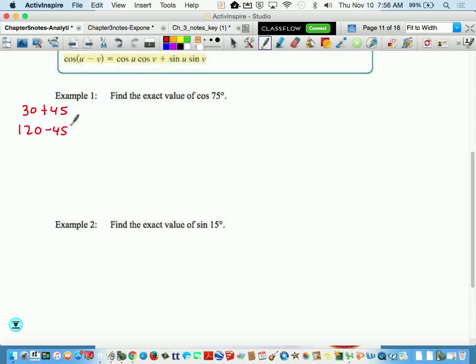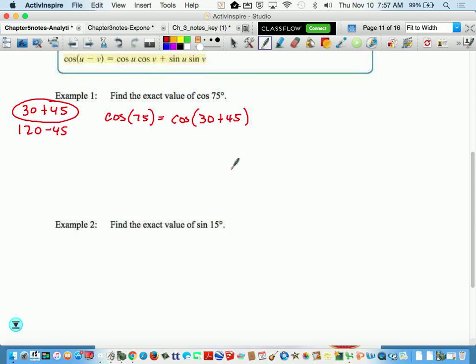120 minus 45, right? So if you do these problems in a group, somebody might grab a set of numbers like 120 minus 45, you're doing 30 plus 45. Finish it. Both of you do it the different ways and make sure you're getting the same answer. So let's just do the 30 plus 45. So what I'm going to do is write down the cosine of 75. Can also be written as the cosine of 30 plus 45. So I'm not changing the value, I'm just changing the way this looks.